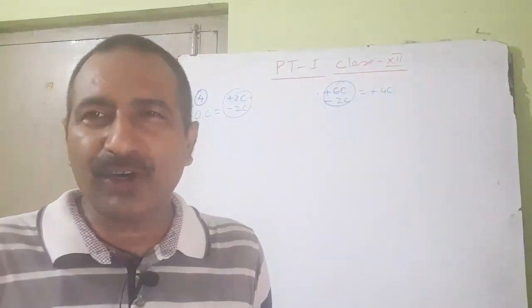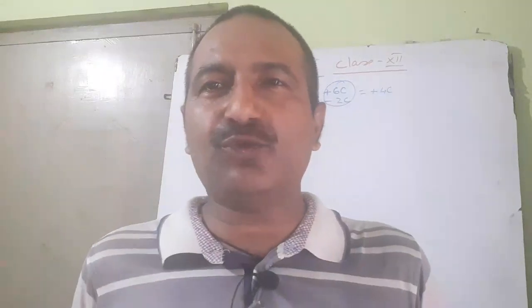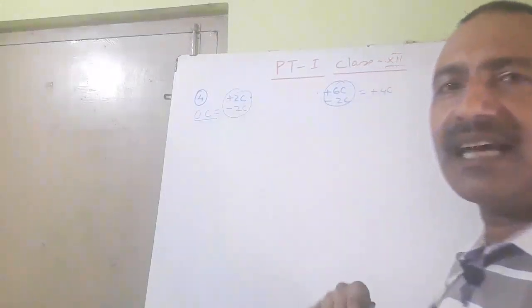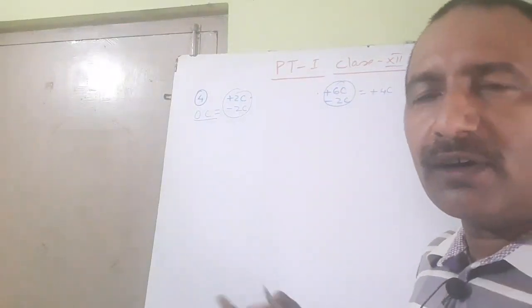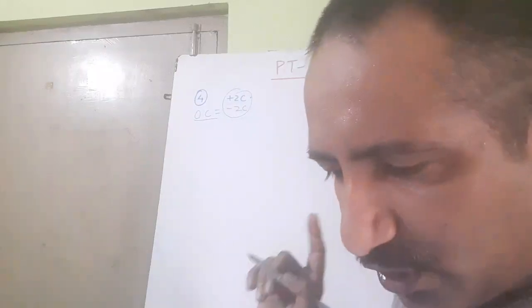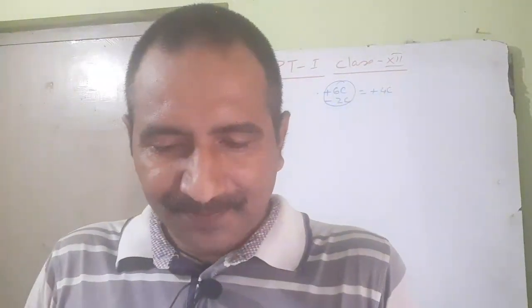Obviously it will be 0, because you know F is equal to 1 by 4 pi epsilon naught Q1 Q2 by R square. If either of Q1 and Q2 becomes 0, the force will become 0. Here you see one of the charges becomes 0, so the force will become 0. So what will be the answer? Answer will be 0, that is D. Got it?